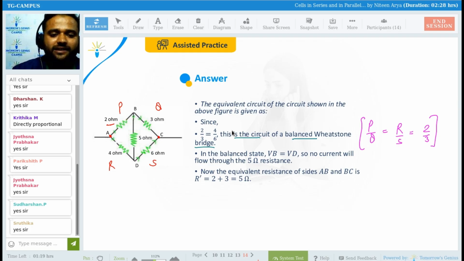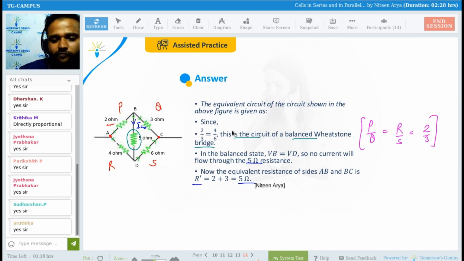Now, in the balance condition, this BD is going to be 0. Why so? You don't even need to think about the current here. The current here is going to be 0, and the current here is going to be 0. In the balanced condition, VB equals VD, so no current will flow through this.